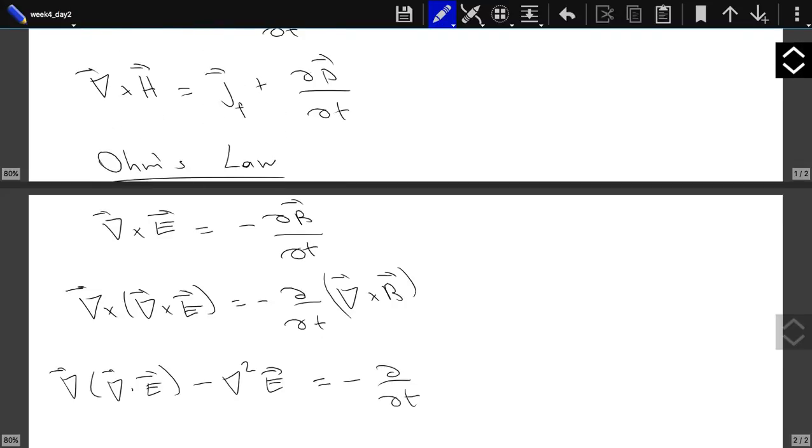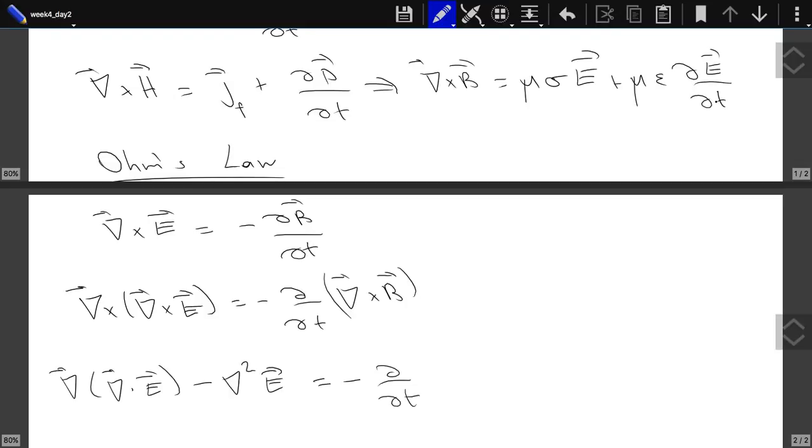Well, the curl of B, you see, from this equation, I know that the curl of B is equal to mu J free, which is sigma times E plus mu epsilon del E by del T. I use the fact that H is equal to B over mu in a linear medium. Then I use the fact that mu is homogeneous so that it's a constant. I can just take it out of the curl and move the mu to the right-hand side. And I use Ohm's law to write the J in terms of the electric field and conductivity. And finally, I use the fact that the D is equal to epsilon times E in a linear medium, and epsilon is independent of time, so I can just take it out of the time derivative.